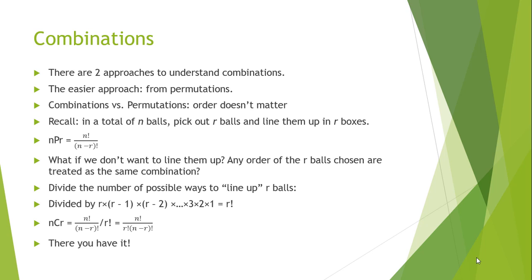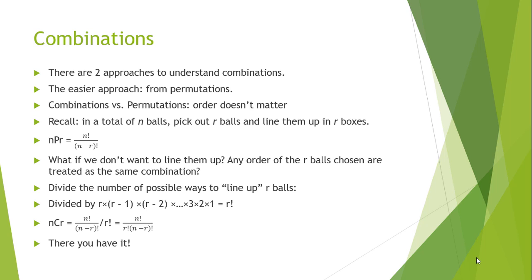So that's permutation. Now we come to combinations. There are two approaches to understand this combination, and I'll show you the easier approach. The easier approach is from permutations. So think about this. What's the difference between combinations and permutations? It's just that order doesn't matter.